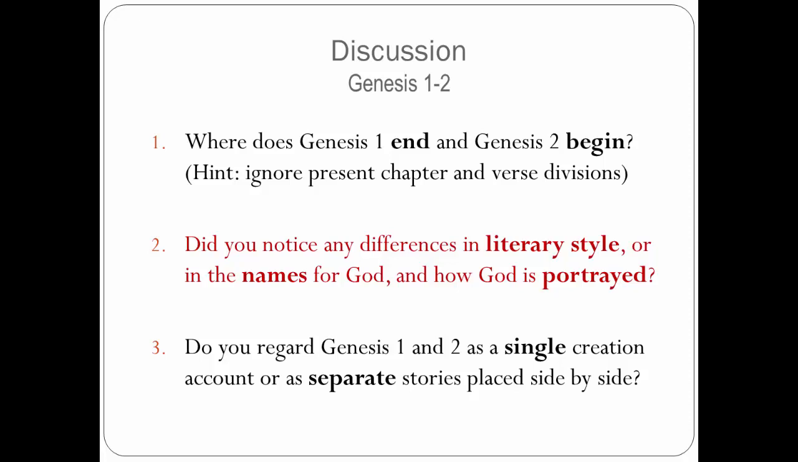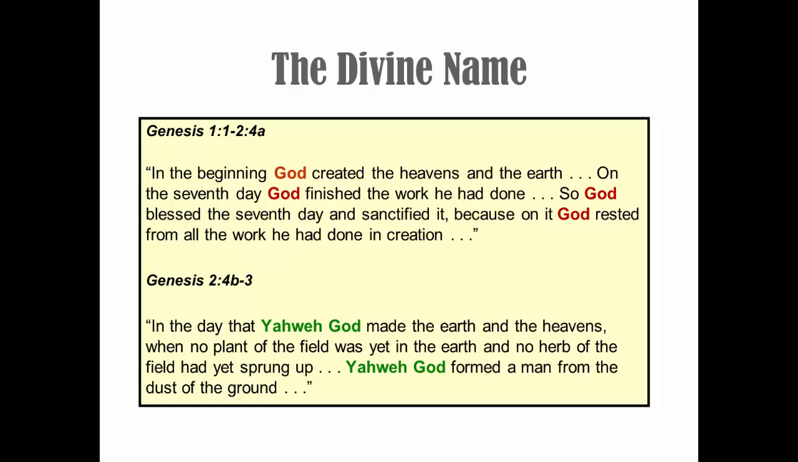The second question is concerned with the names for God, as well as any differences in vocabulary, literary style, and theological perspective. God is identified in Genesis 1 as Elohim, God, and in Genesis 2-3 as Yahweh Elohim. Some will try to argue that this variation was not the result of different sources, but to avoid redundancy.